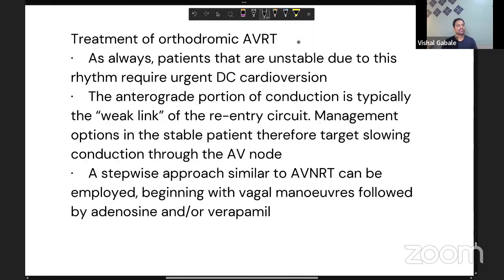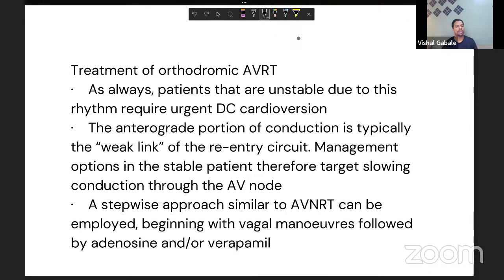So how do we treat orthodromic AVRT? We treat orthodromic AVRT depending on the hemodynamic stability of the patient. If the patient is hemodynamically unstable, in such patients we have to treat with DC cardioversion. So we do DC cardioversion if hemodynamically unstable.